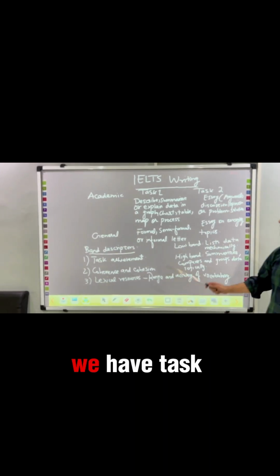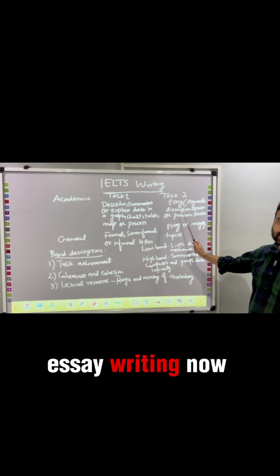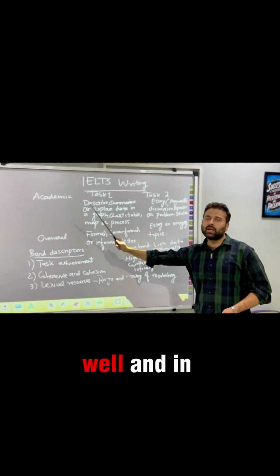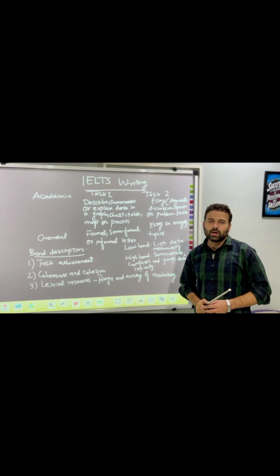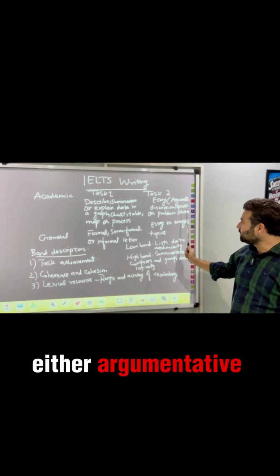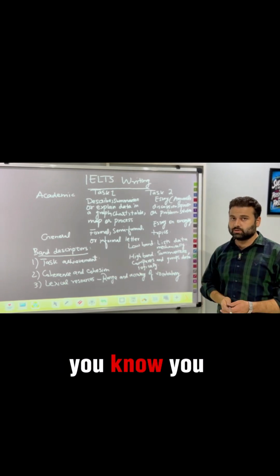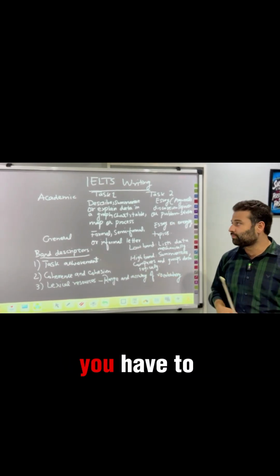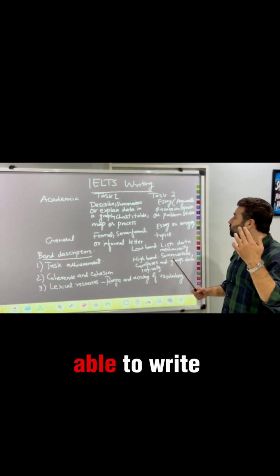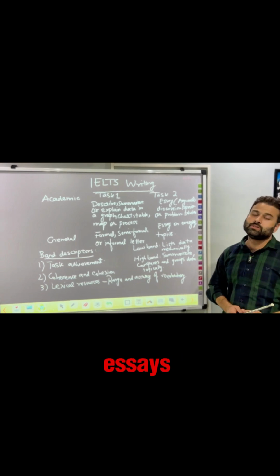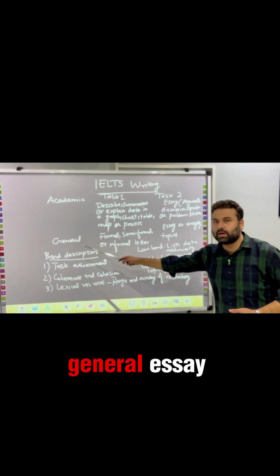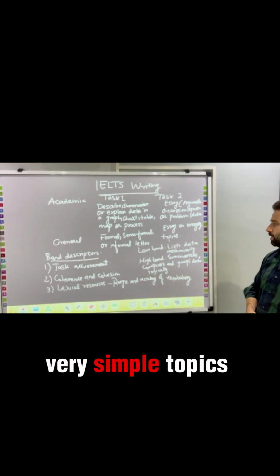Now, moving on, we have Task 2, essay writing. Task 2 is similar for both. We have essay writing in academic as well as in general, but there is also a slight difference. The academic essay is either argumentative or discussion based. You will be told to discuss both points, so you have to do the discussion. Then your opinion could be asked, and you should be able to write your opinion. Or problem-solution essays, where there's a problem and you must say how to solve it. Coming to the general essay, it is on everyday topics, very simple topics.